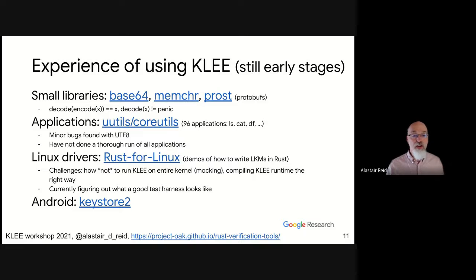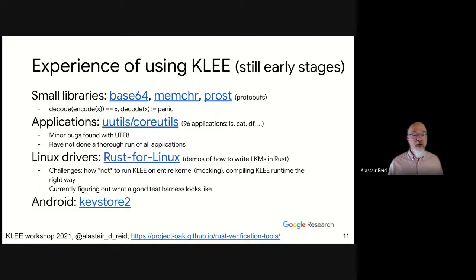We then moved on to a Rust re-implementation of the GNU core utils library. So these are intended to be a drop-in replacement for the GNU core utils that KLEE has been used with many times in the past. There's about 100 applications. And what we found so far is we found a few minor bugs involving UTF-8 handling. We haven't done a thorough study the way that KLEE has been used with the GNU core utils in the past yet, but we may get to that later.